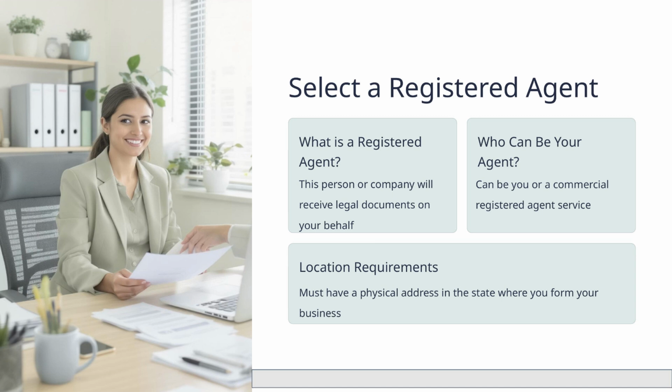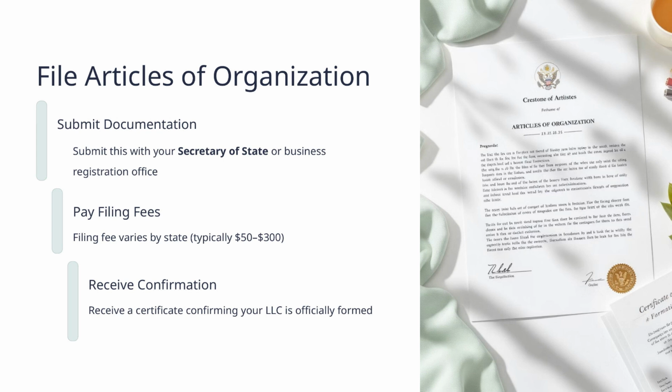This can be you or a commercial service, but they must have a physical address in the state where your business is formed. Then, file your articles of organization with the Secretary of State or Business Registration Office. Pay the filing fee, which varies by state, typically ranging from $50 to $300. Once processed, you'll receive a certificate confirming your limited liability company is officially formed.